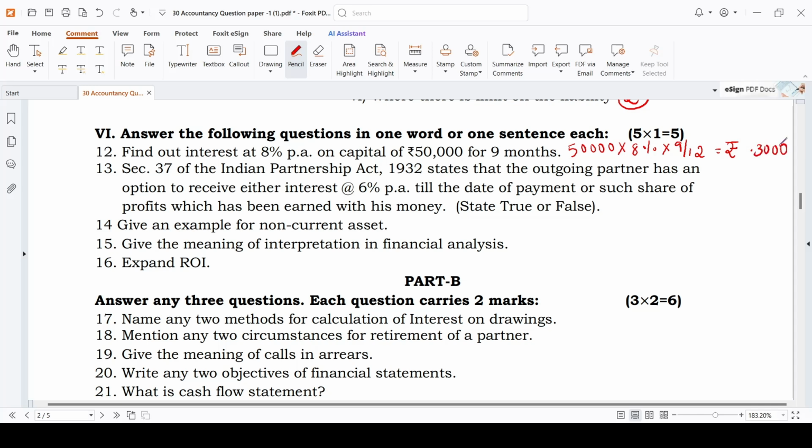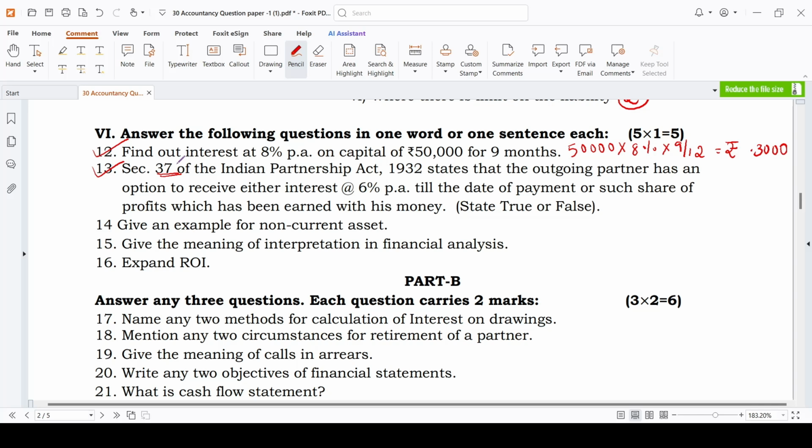Rupees 3,000. Section 37 of the Indian Partnership Act 1932 states that the outgoing partner has an option to receive either interest at 6% per annum till the date of payment or such a share of profits which has been earned with his money. True or false? First, you have to understand what your section 37 tells you. If you know what it is, then you can easily tell whether it is true or false. Section 37 tells you entirely about the outgoing partner. Who is called an outgoing partner? The partner who is moving out of the business.